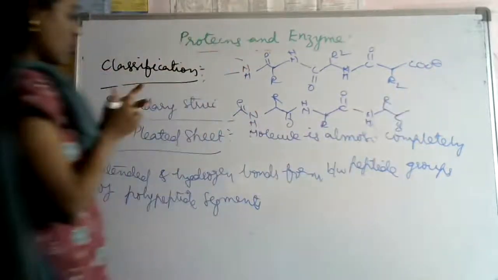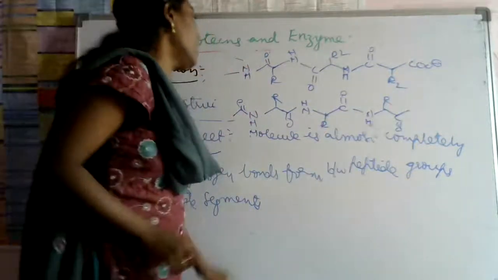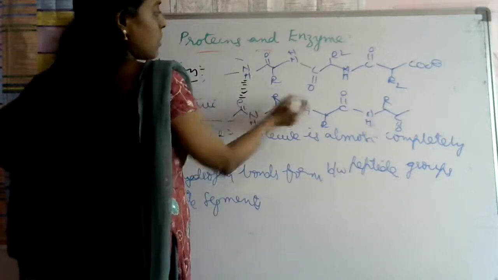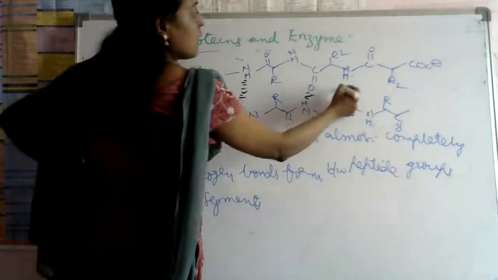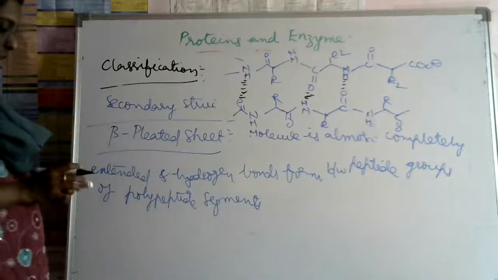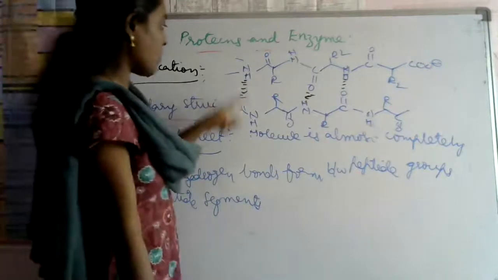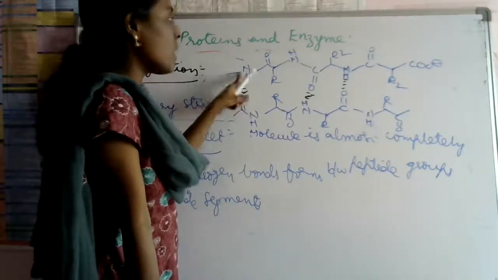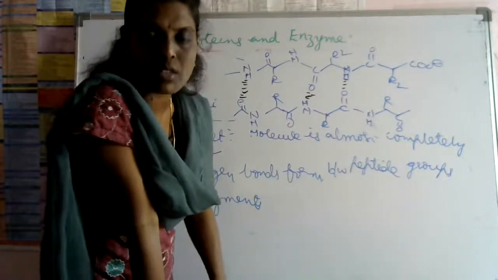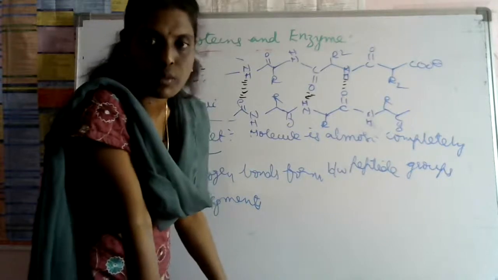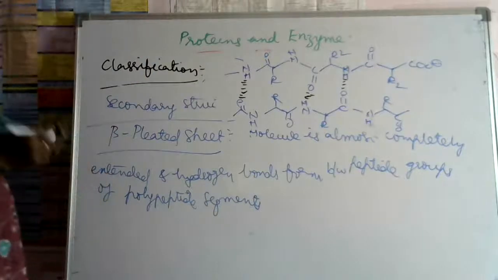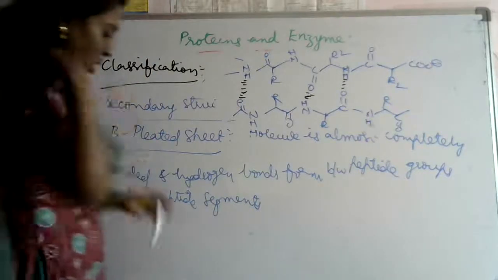Like that. If you see here, there is a hydrogen bonding present between this hydrogen and this carboxylic group. You can see that clearly. This is the hydrogen bonding present between this carboxylate, means this C bond and H, C bond and H, C bond and H. So this is the beta pleated sheet. There is hydrogen bonding present between the two polypeptide chains. Clearly it will show like this.